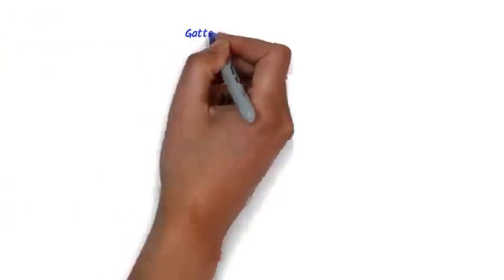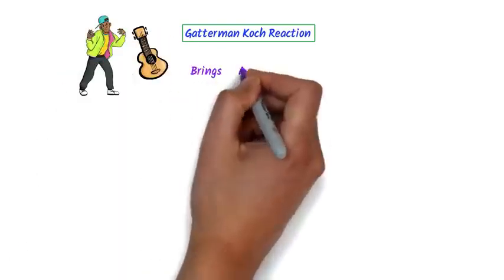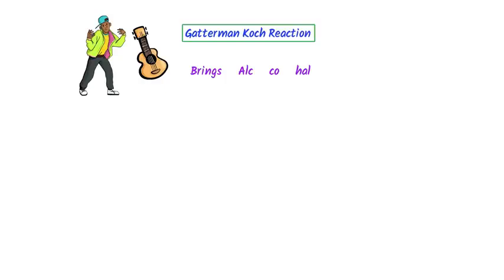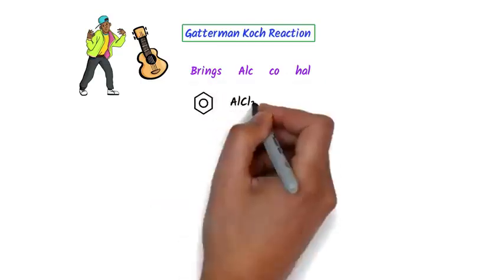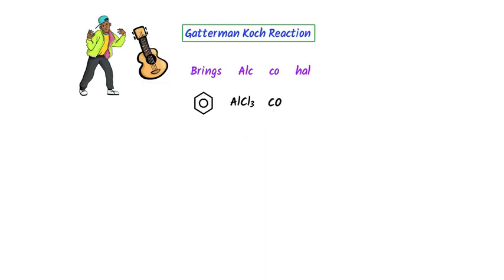Lastly, let me teach you the Gattermann-Koch reaction. Now this Gattermann reminds me of guitar man. I always say guitar man brings alcohol. Now this B ring stands for benzene ring. This AlC stands for aluminium chloride. This CO stands for CO. And this H stands for HCl. So I write here benzene ring. I write here aluminium chloride, CO and then HCl. These are the reactants of this reaction.